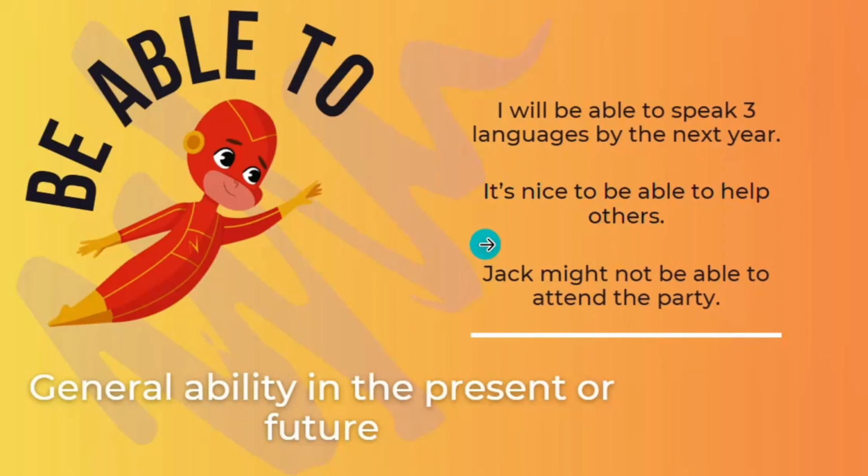Or we can also use be able to after some other modal verbs. For example, Jack might not be able to attend the party. Here you cannot use Jack might cannot attend the party. Won't make sense, right? So you can use be able to for expressing general ability in present, future, and even in past. I was able to read when I was 3. Okay? So you can also use it in present, past, and future.